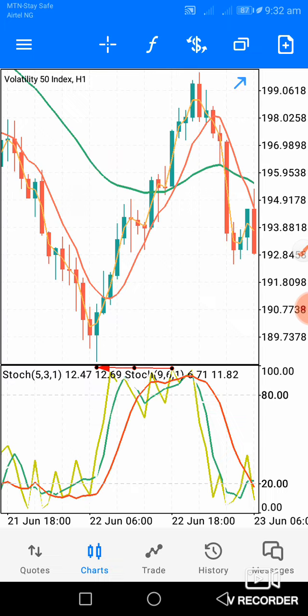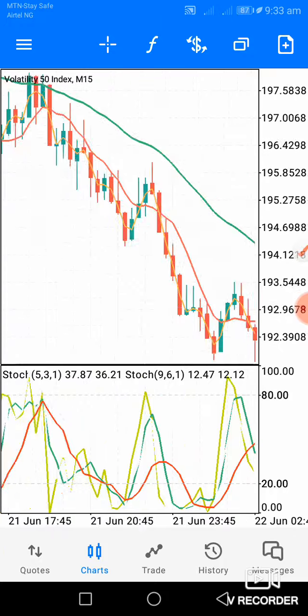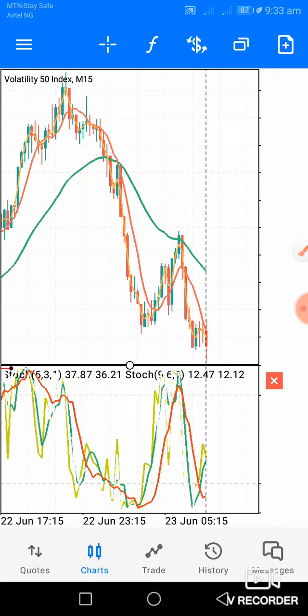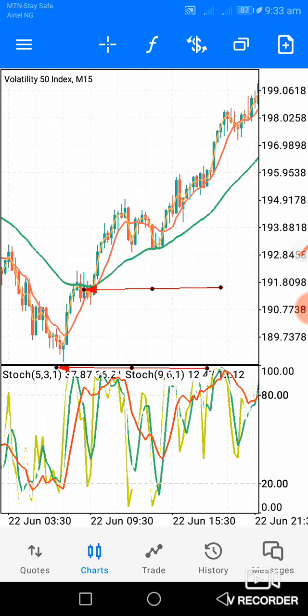Then we put our arrow and we go straight to what? We go straight to our 15 minutes time frame to look for an entry. And I will show you how you enter in the 15 minutes time frame. In the 15 minutes time frame, you only enter a trade, guys, when we have conditions for entering.